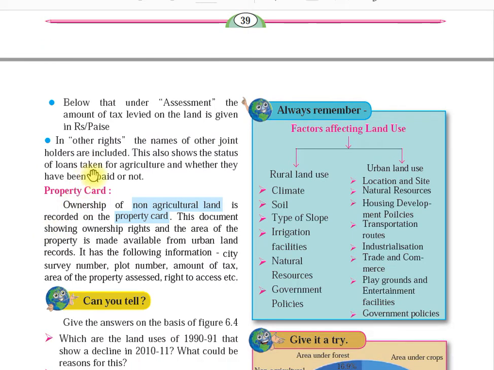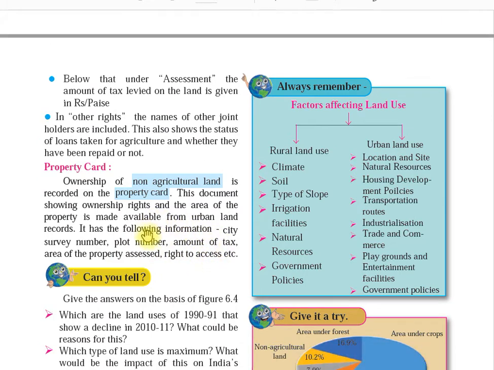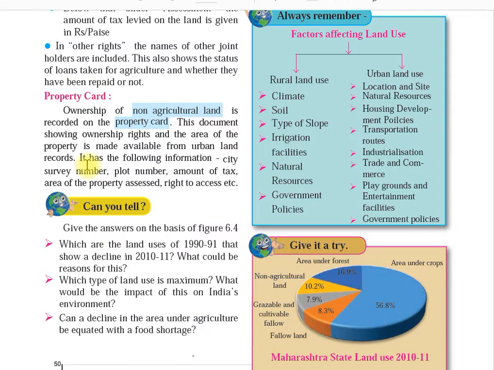Now next thing, property card. Ownership of non-agricultural land. What do you mean by non-agricultural land? The land is not used for agricultural purpose. It's recorded on the property card. This document showing ownership right and the area of the property is made from urban land record. It has the following information. What is there? City, survey number. Okay, survey number is there. Plot number, amount of tax, how much tax you are paying for this land, area of the property assessed, right to assess, etc. So all these details are given in the property card.